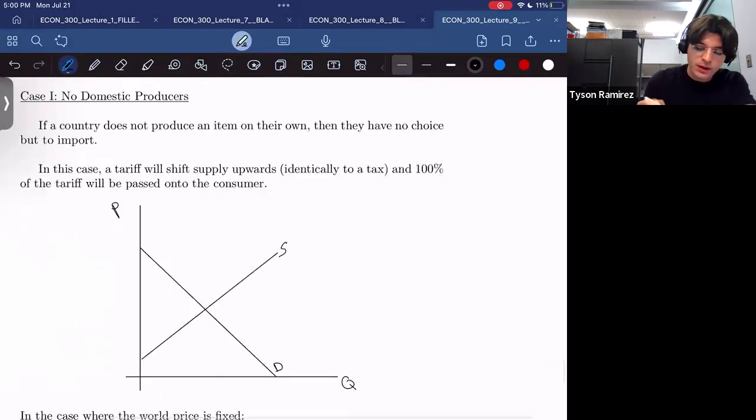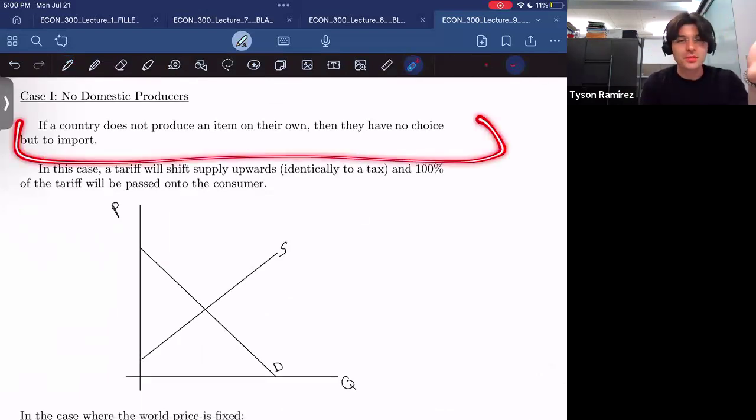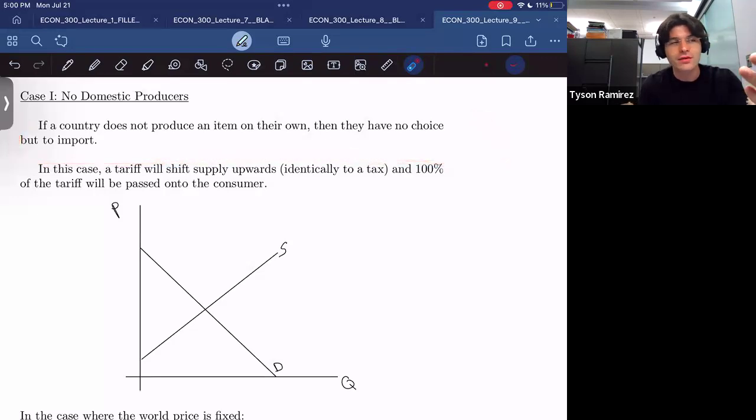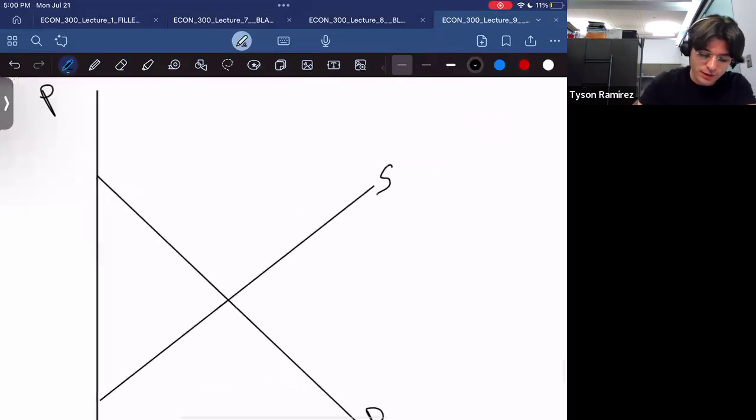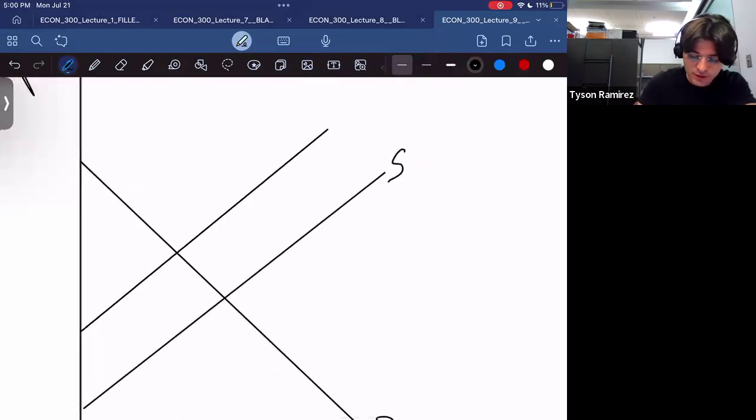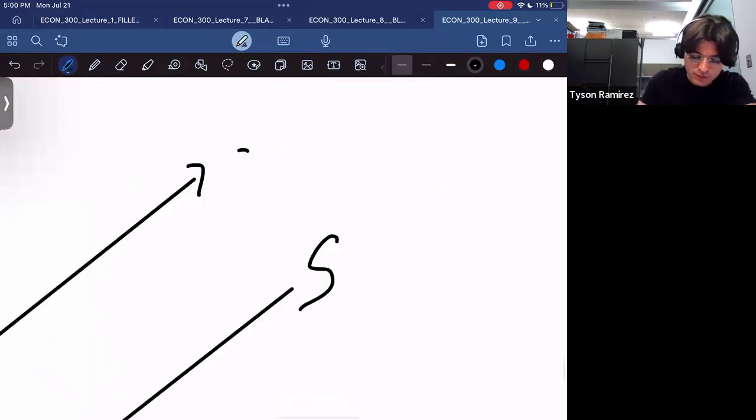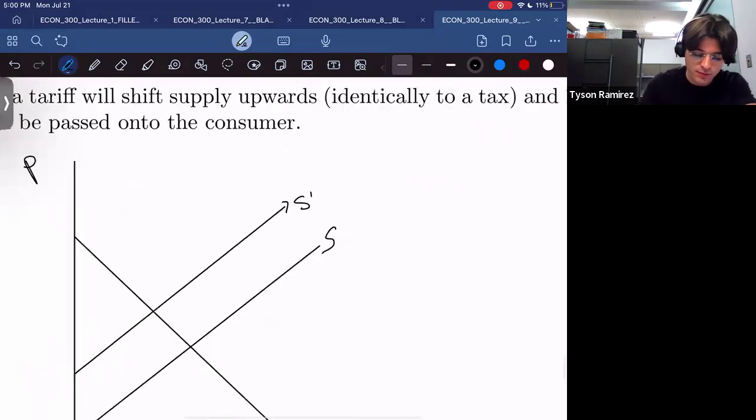All right. So as I've written here, if a country does not produce something on its own, then we have no choice but to import it. In this case, if we enact tariffs, we are going to be the ones paying for 100% of the tariff. We have no bargaining power. It doesn't matter how much demand we have, no bargaining power. So if a tariff is enacted, then this will simply shift supply upwards by the amount of the tariffs. We go from S to S prime.